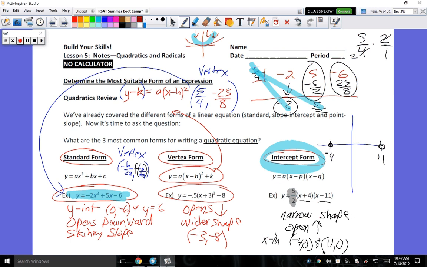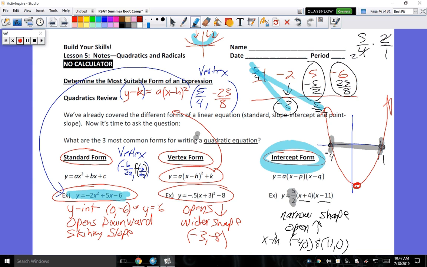And just for extra information, if I wanted to find where this vertex was, what do I do? Find the midpoint between these two intercepts. Will that work with a cubic or a quartic? No, absolutely not, because it's weird, and there's a lot of factors going into all that stuff. This is only for strictly quadratics, x squareds, okay?